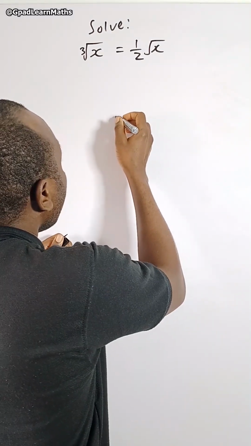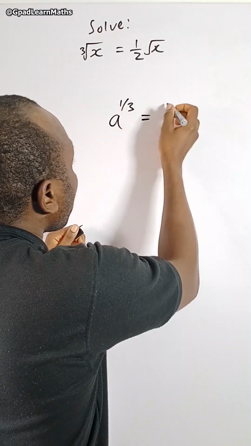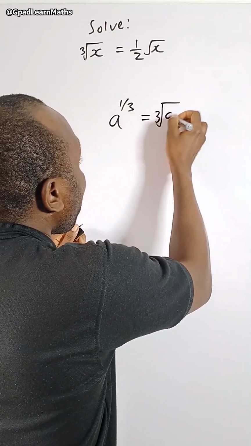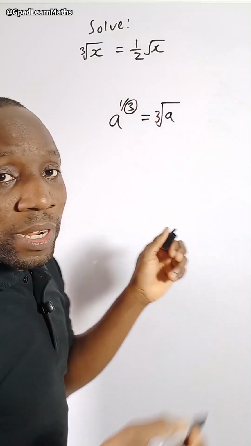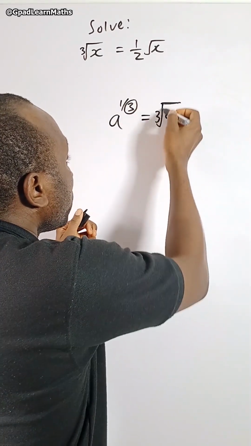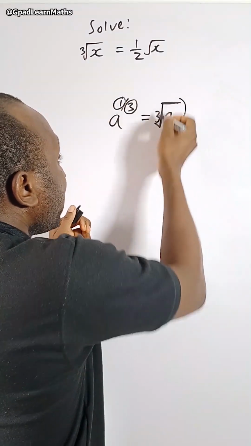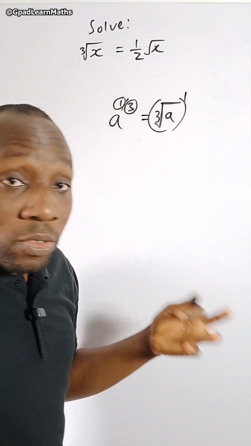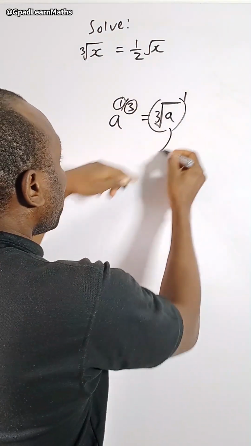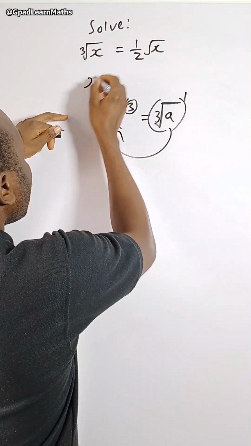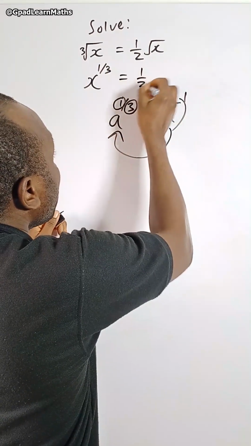which is if you have a raised to power 1 over 3, for instance, this can be rewritten as what? The cube root of a. Notice something, the denominator of the exponent is the root, while the numerator is what? Power. So you can rewrite this as raised to power 1 or not. So I'm going to rewrite this from this form to this, which will be what? X raised to power what? 1 over 3. And this is equal to 1 over 2.